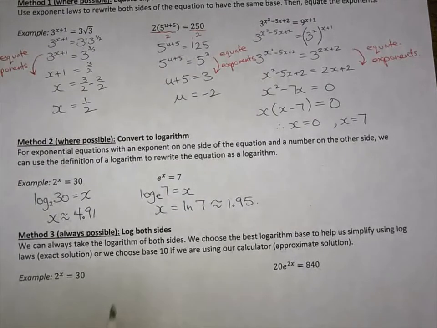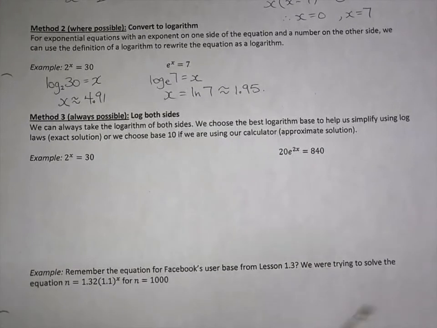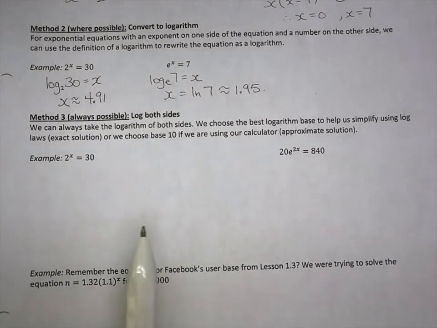So sometimes you are going to have a situation where you're able to convert to a logarithm. Sometimes this will not work as well. So now we're going to show you the third method. And the great thing about the third method, this always works. And this is the method of logging both sides. And you might have seen it before.